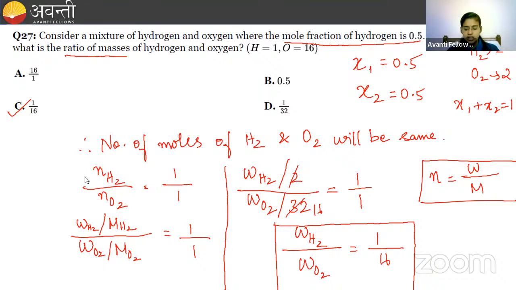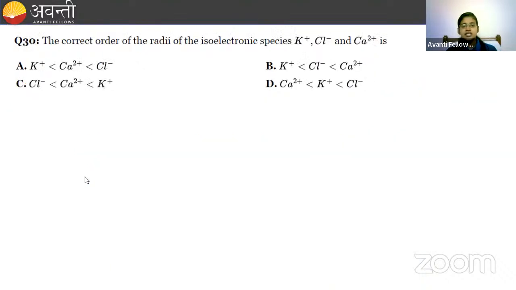So let's go for the next. This next question is question number 30. The correct order of the radii of the isoelectronic species is potassium, Cl minus, and calcium. So we have 4 different orders. We have to find out the correct order.